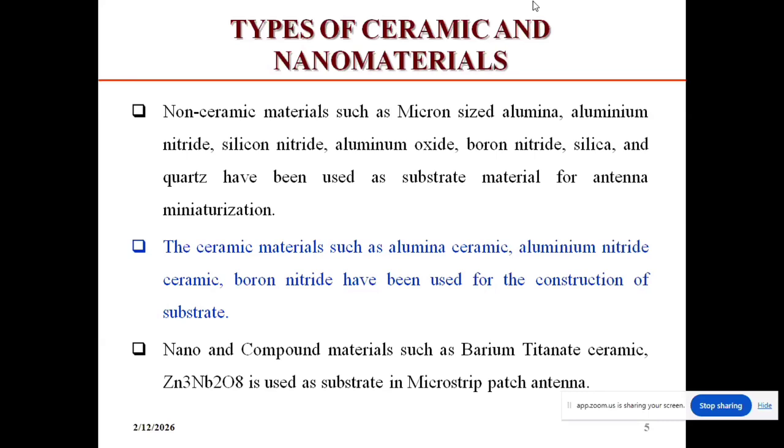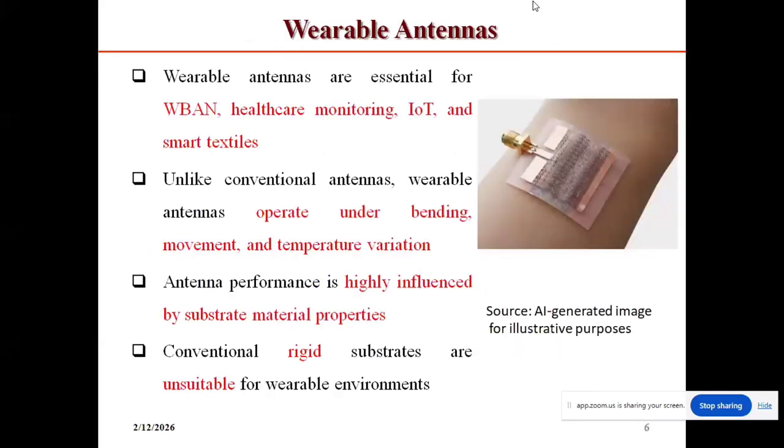Why is ceramic material preferred over other materials? Ceramic material has a high dielectric constant and a very low loss. That's why in recent years materials from the ceramic family are preferred because of these advantages. In addition to that, nano and composite materials have also played a major role in patch antenna design, and can be used for antenna design, as seen in the literature.